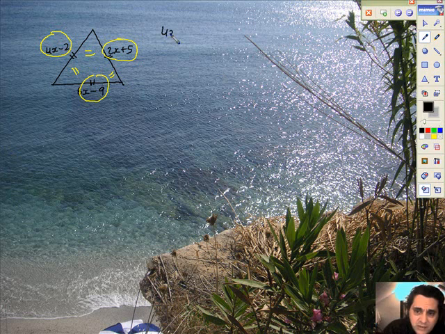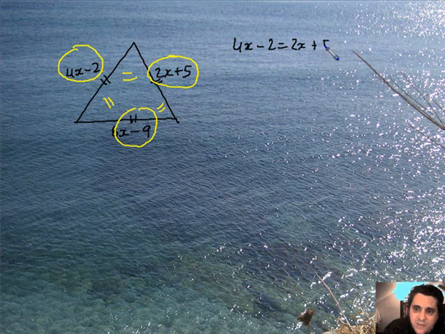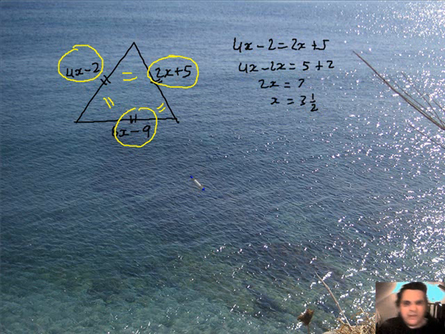Right, apparently 4x minus 2 equals 2x plus 5. So I've taken him and him. Bring it all over here. 4x take away 2x equals 5 plus 2. 2x equals 7. x equals 3 and a half. 7 divided by 2 is 3 and a half. Well, that's those two done. I think I'll try these two now.